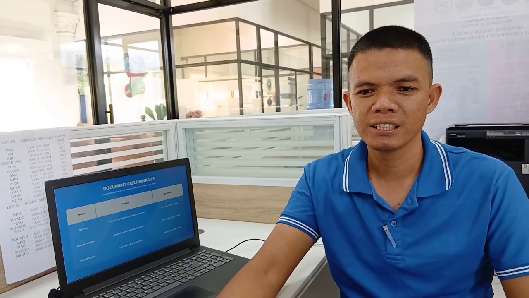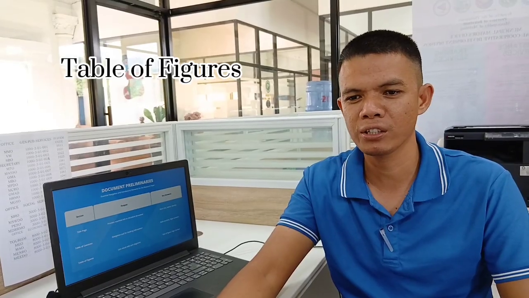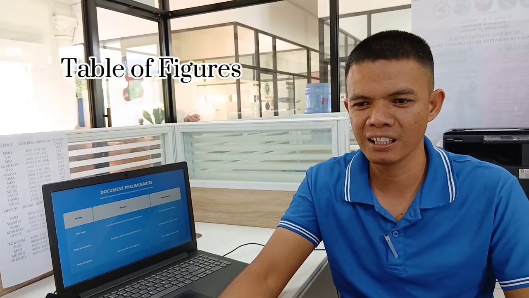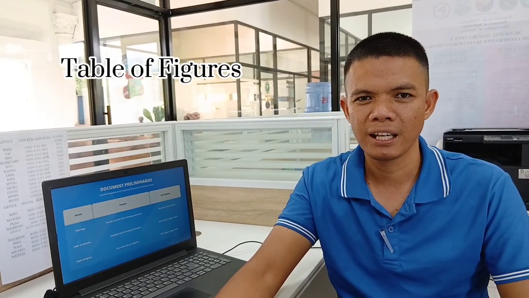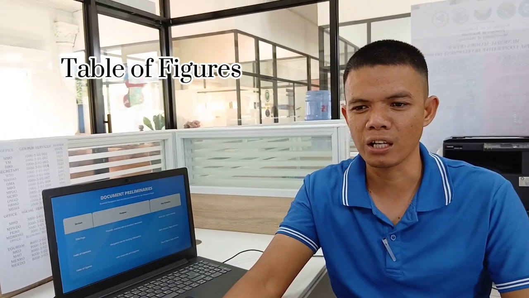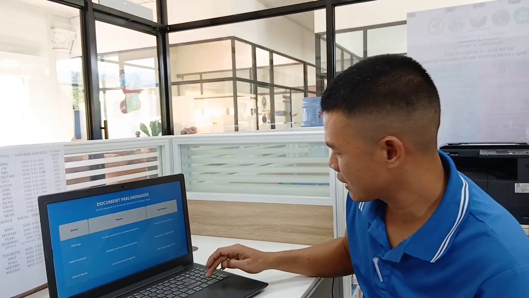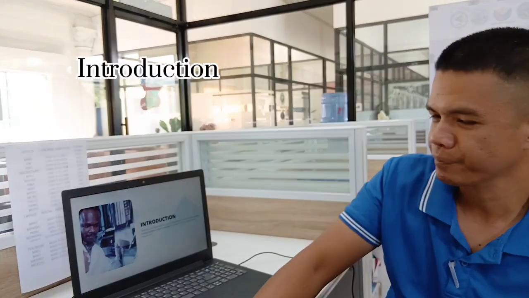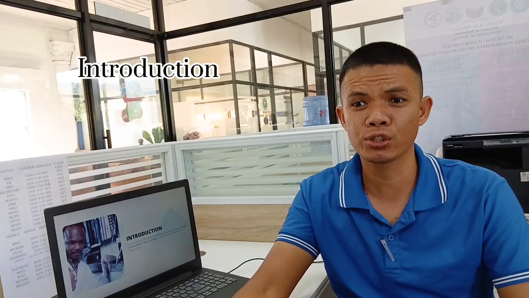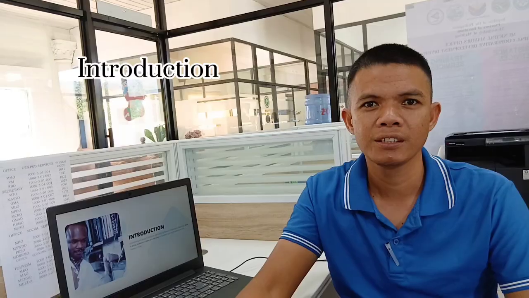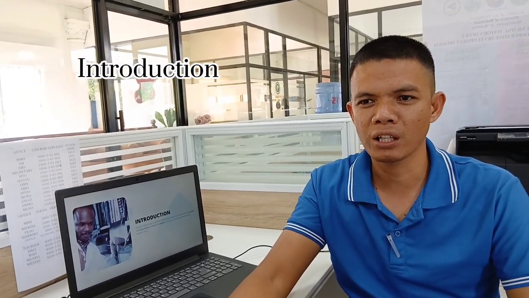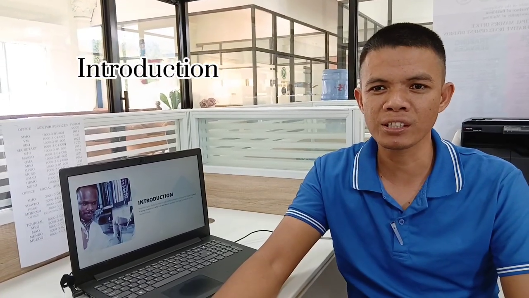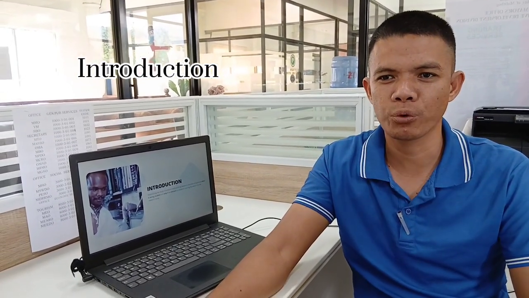And next is the table of figures. The table of figures is a section in a document that lists all the figures, such as images, charts, graphs, diagrams, and illustrations, along with their titles and page numbers. Next, we're going to discuss the introduction. In a research proposal, the introduction is the section that explains what you plan to study and why. It sets the foundation for the entire proposal and convinces the reader that the research is important, relevant, and worth doing.